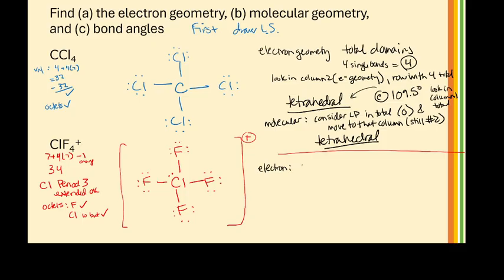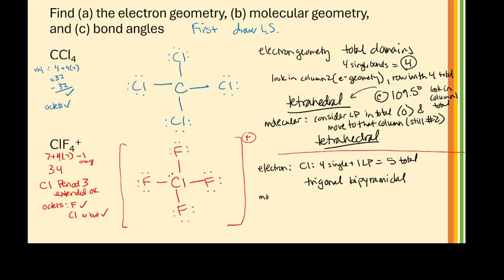My total domains for chlorine has 4 single bonds plus 1 lone pair for a total of 5 total. And the shape for 5 total is trigonal bipyramidal.